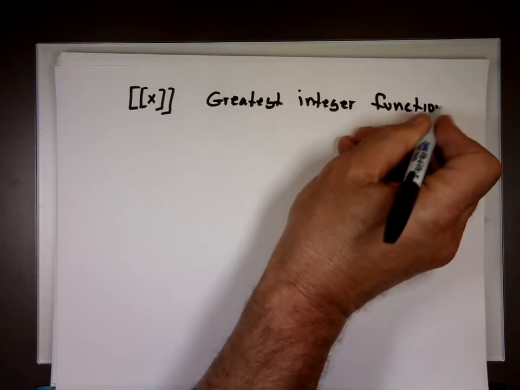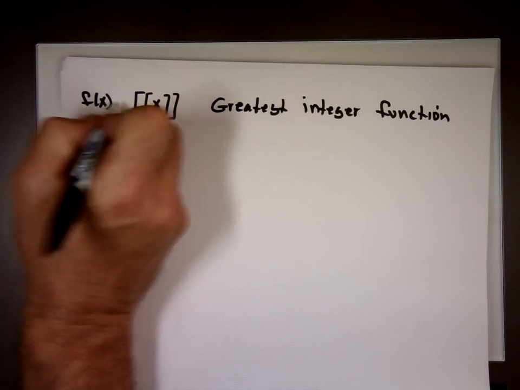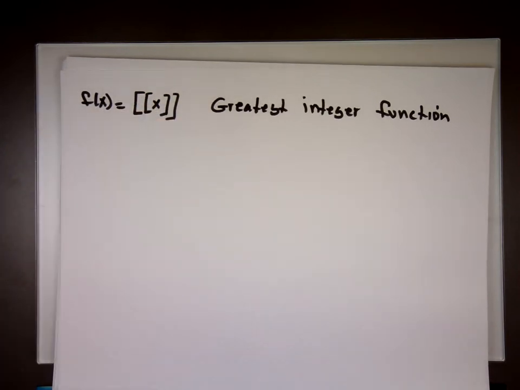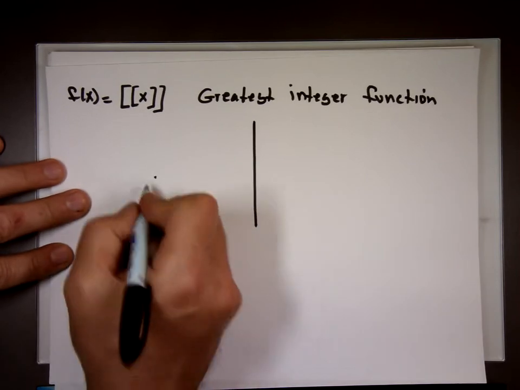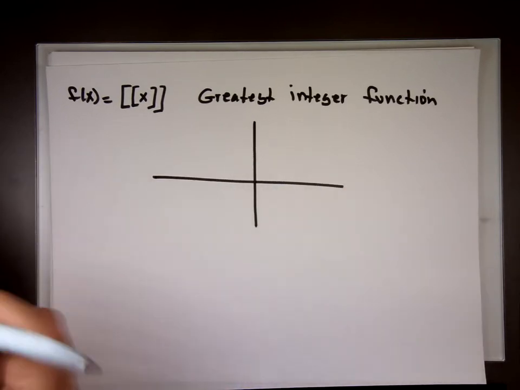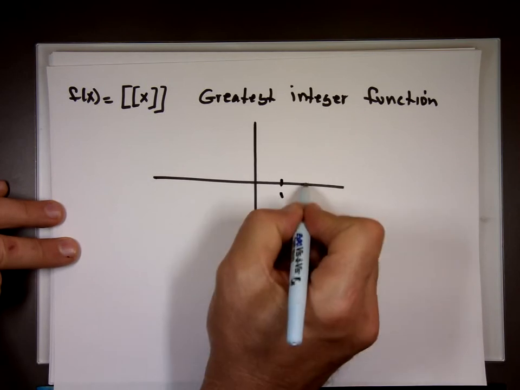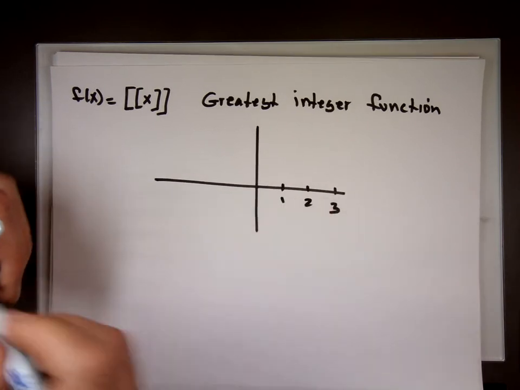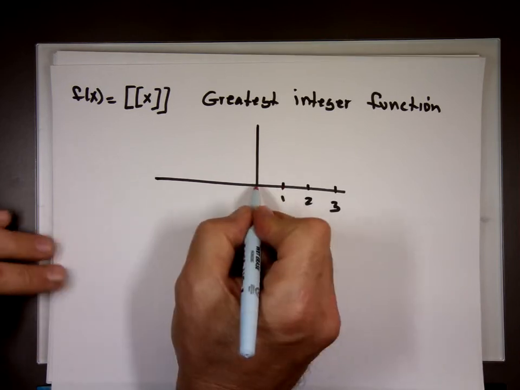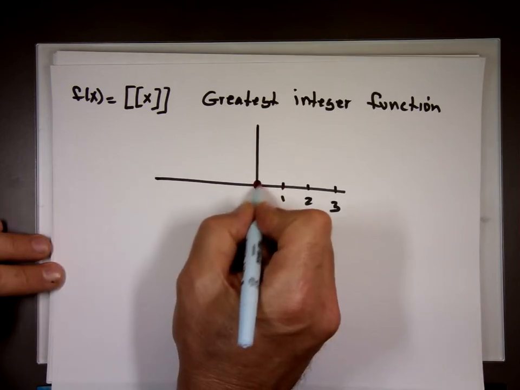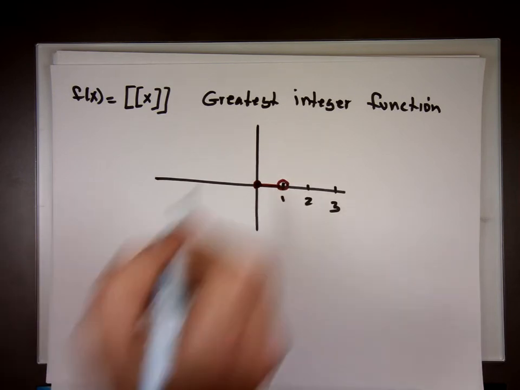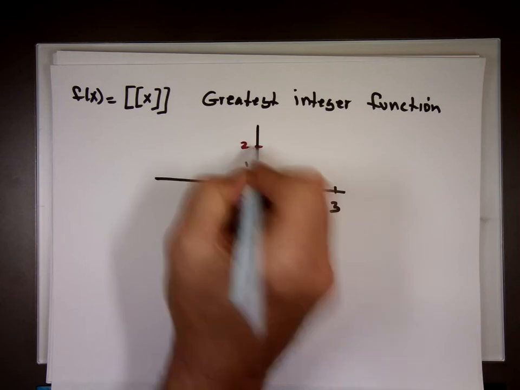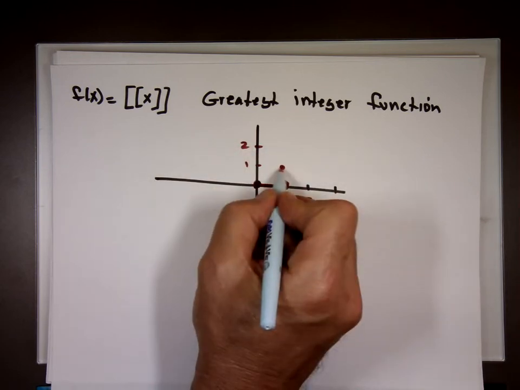So f of x equals that function. That's called the greatest integer function. What does it look like? It looks like actually stairs. When x is the 1, the 2, the 3, so from 0 to 1, it has a value of 0 all the way to 1. That's an open circle. When it hits 1, it has a value of 1 here and stays the same till it hits 2.